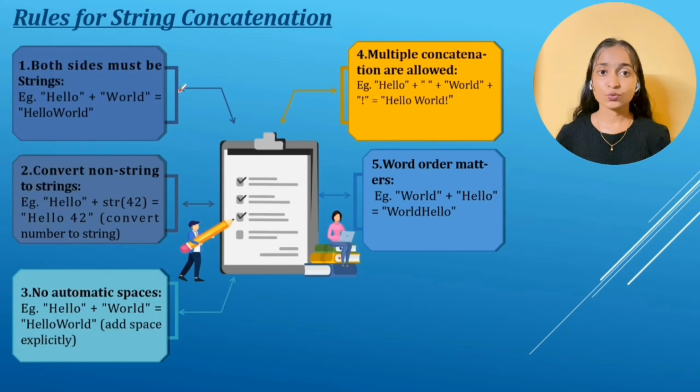The fifth rule says word order matters. The order in which strings are concatenated matters. So in the example, world plus hello gives the output as world hello, which is different from hello world.